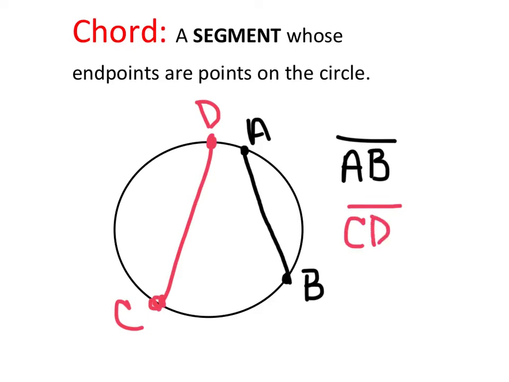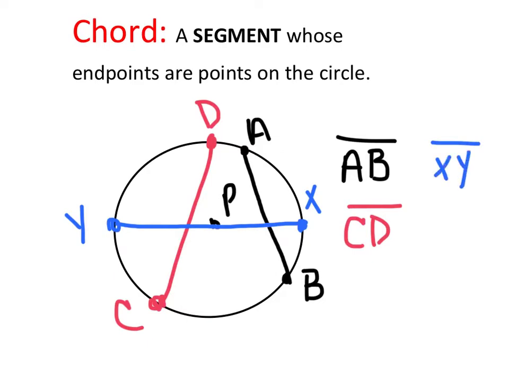You could have a chord that goes through the center. A chord that goes through the center would just be a diameter. So XY, segment XY is also a chord. It also happens to be, though, a diameter.